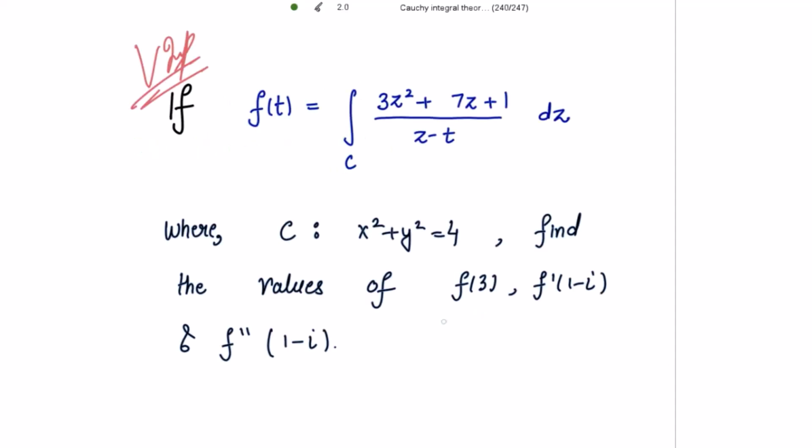Right? So we have got f3 to be 0 and f dash 1 minus iota to be 2 pi into 6 plus 13 iota and this value to be 12 pi iota. So this is how we solve these kind of examples.